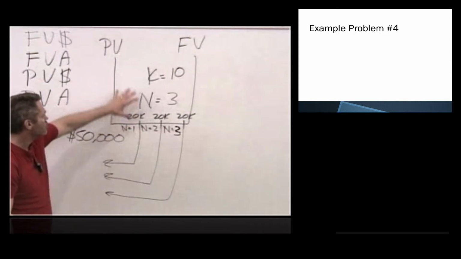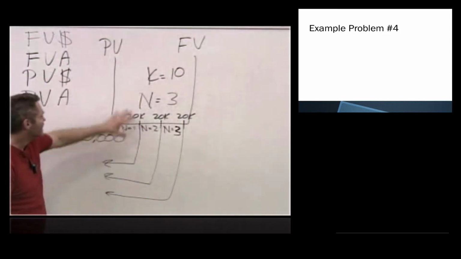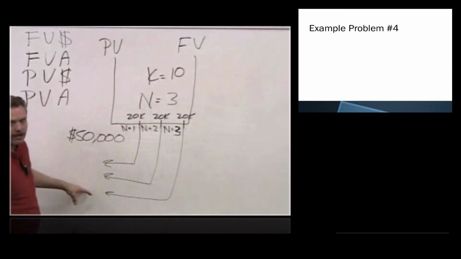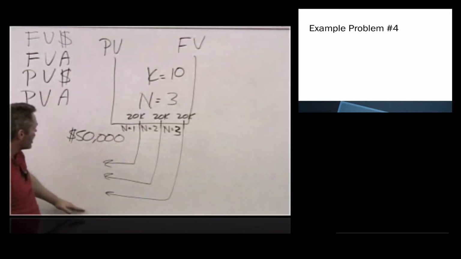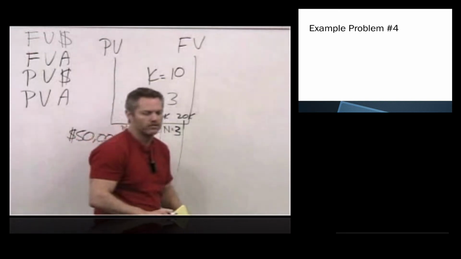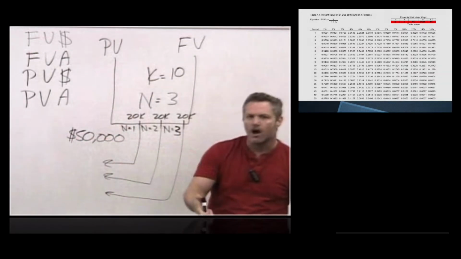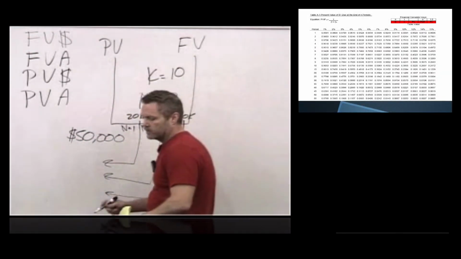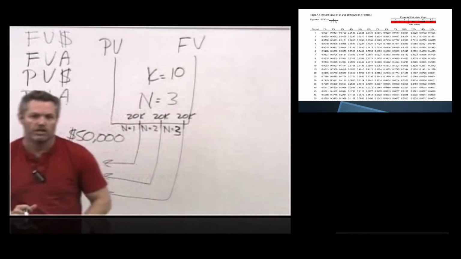I want you to use present value of $1, discount these 3 back, add up the 3 cash flows, and tell me whether or not it's worth $50,000. And go ahead and hit pause and do that, and then unpause it when you think you have the answer.